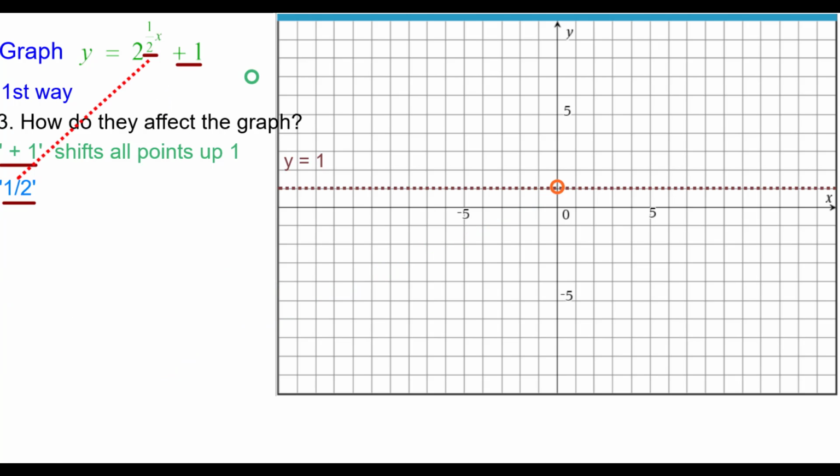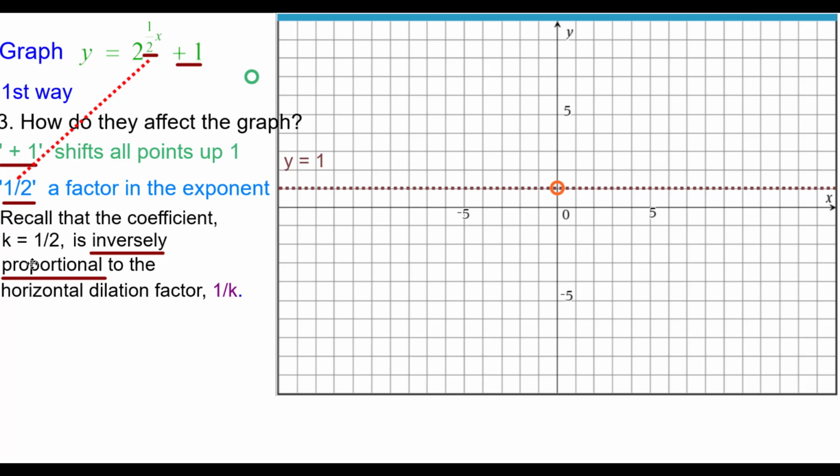The 1/2 parameter is a factor in the exponent. And please recall that the coefficient is inversely proportional to the horizontal dilation factor, which is the reciprocal of whatever k is. So in this case, we're going to multiply each x value by the reciprocal of k, which would be 2.